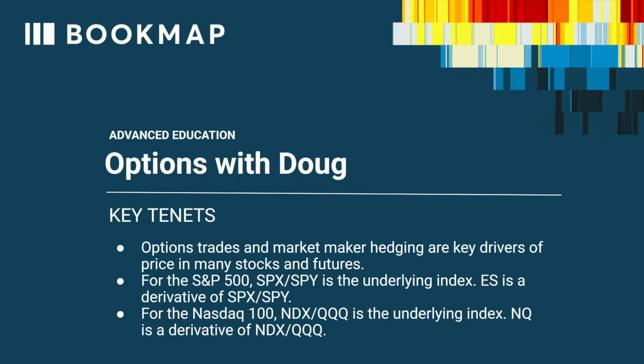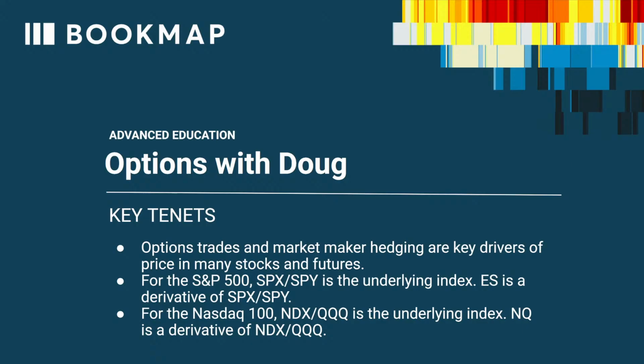Here are the key tenets to my approach to trading. I believe that options trades and market maker hedging activity are key drivers of price in many stocks and futures, and I think that certainly applies to the large cap tech stocks like the Magnificent Seven stocks, as well as the equity index futures like the S&P 500 and the NASDAQ 100. And we'll see plenty of examples of that today.